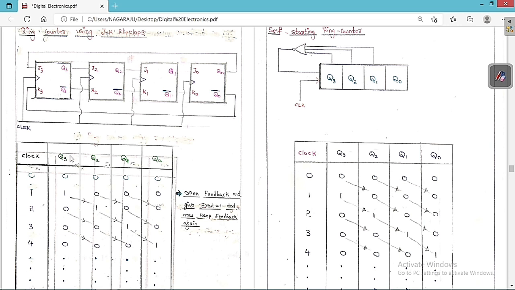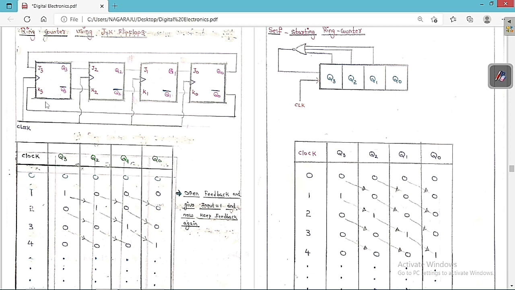So listen carefully. Initially I am going to assume that all the states Q3, Q2, Q1, Q0 are all 0. Now I am going to open the feedback and give an input equal to 1, and then close the feedback again. So I am going to open this feedback, initially give J3 equal to 1, and after that I am going to close the feedback.